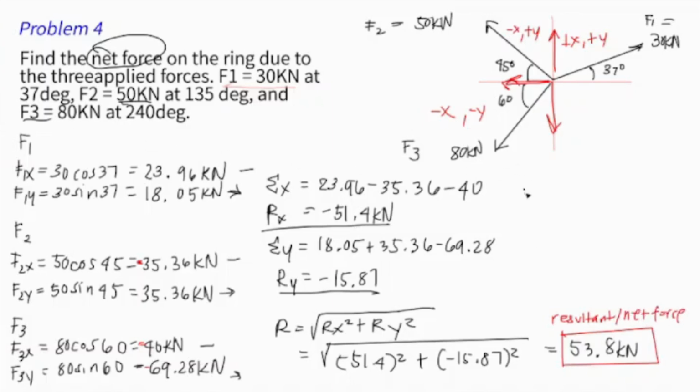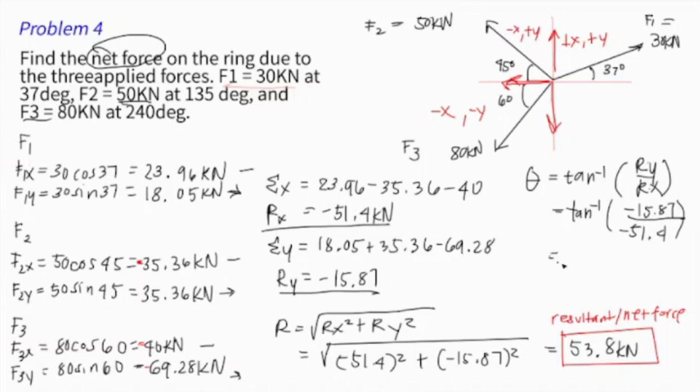So, para mahanap naman natin yung direction, gamitin natin yung formula na theta is equal to tan negative 1 Ry over Rx, hindi Rx over Ry. So, Ry natin is negative 15.87 over Rx is negative 51.4. So, angle natin will be 17.16 degrees. So, yan yung direction natin.